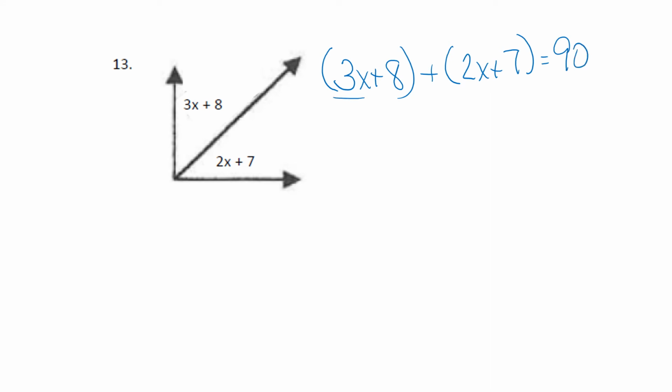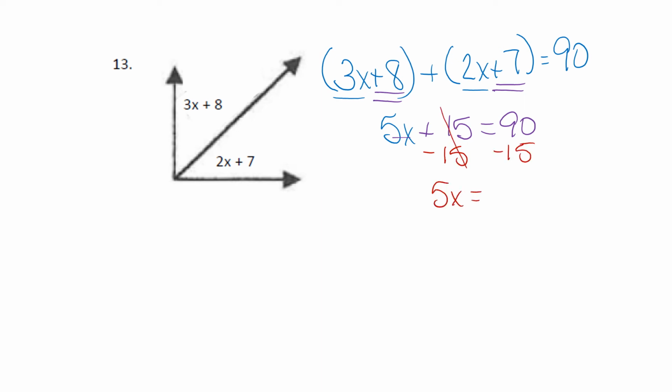So combine your like terms. 3x plus 2x would give me 5x, and then positive 8 and a positive 7 would give me a positive 15. You're now to a two-step equation that you can solve. We want to isolate the variable by subtracting 15 on both sides of the equal sign.